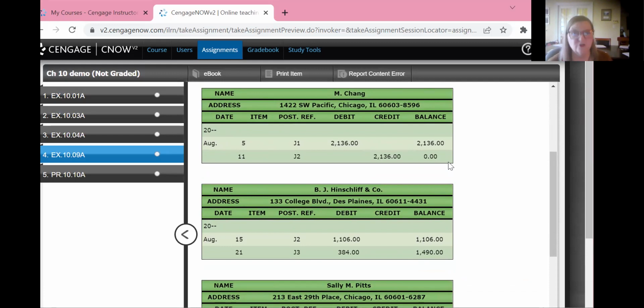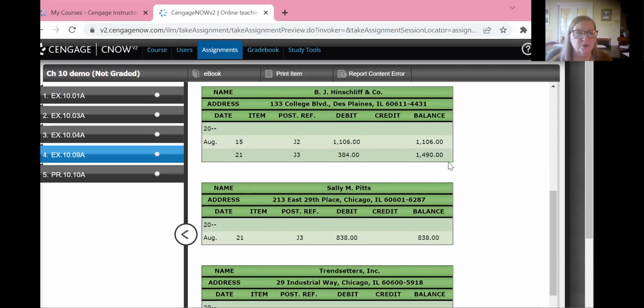No. If they don't have a balance, just leave them off the list because there's no reason to list them if they don't owe us anymore. All right, so we're just going to skip you, M Chang. And then we're going to go to BJ Himschliff. Okay, balance, $1,490.